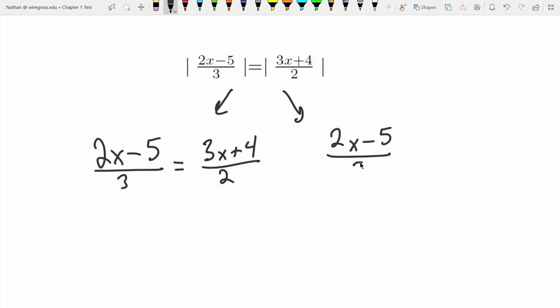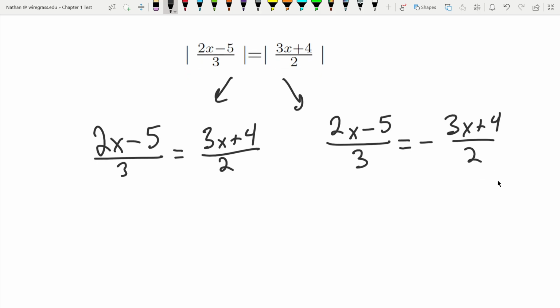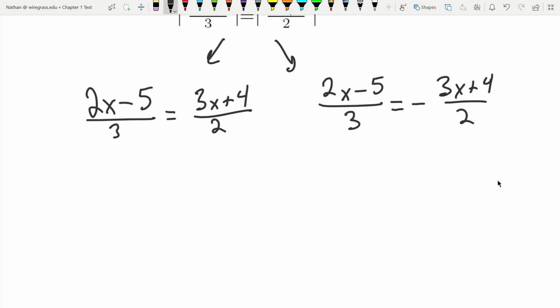And this is going to have the negative of the right-hand side. You can also do the negative of the left-hand side. Gives you the same result no matter which way you do it. But we're going to get 3x plus 4 over 2. And so we need to solve each one of these equations individually, and we'll get our two solutions, which we expect to have. I'm going to cross multiply the 3 over here.